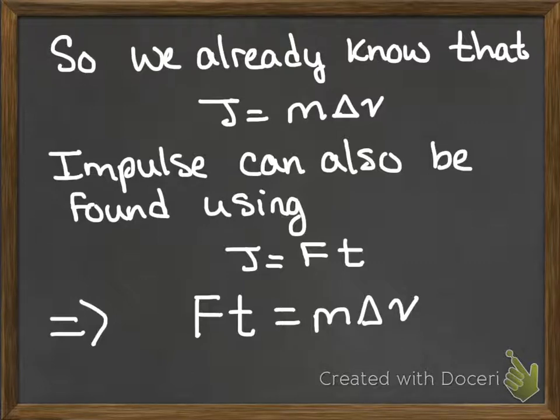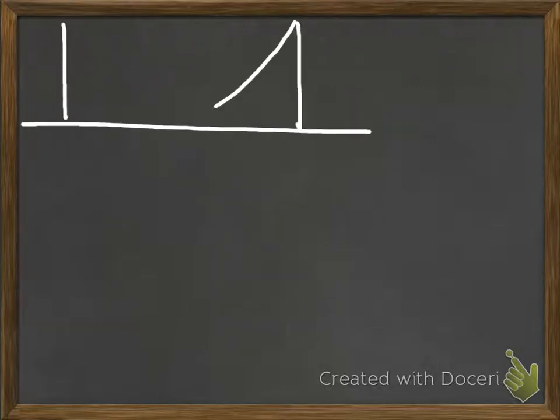And I know that that's really complicated, but basically I'm finding impulse two different ways and I'm just setting them equal to each other. It's actually not that difficult of a calculation. It's just a different looking equation than we're used to seeing. So let's look at an example.